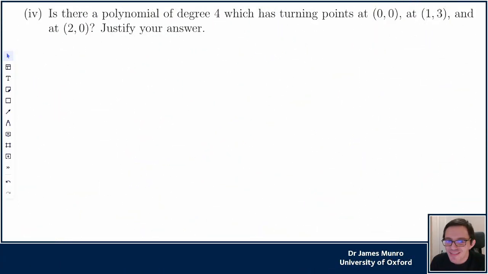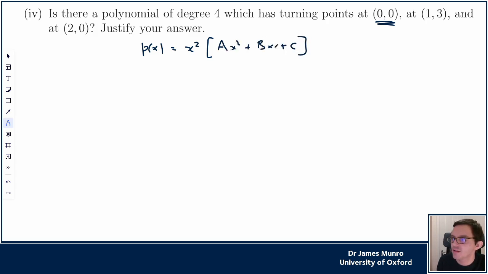Part 4, we're asked whether there's a polynomial of degree 4 with turning points at (0, 0), (1, 3) and (2, 0). This turning point at (0, 0) reminds me of the very first part of this question, where we agreed that that polynomial would have to be of the form x squared times some other polynomial, which, now that I know I'm talking about a polynomial of degree 4, I could write as ax squared plus bx plus c. And then I could try and work out whether I can find values of a, b and c. Now if you do that and solve for those coefficients, it turns out that yes, you can solve for those numbers so that it has turning points at (1, 3) and at (2, 0). But it's not very fun.